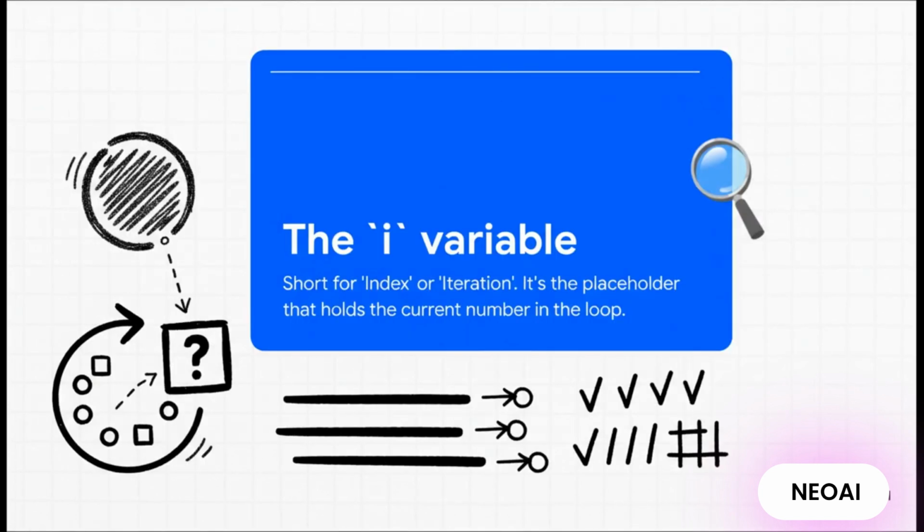Okay, so what about that little i in for i in range? What is that thing? Well, think of i as just a temporary little bookmark. As your loop runs through the sequence, i takes on the value of the current number. So on the first pass, i is 0. On the second pass, i becomes 1, then 2, and so on all the way to the end. It's just a counter that lets you keep track of which lap you're on. And this is super useful because you can actually use that i value inside your loop.